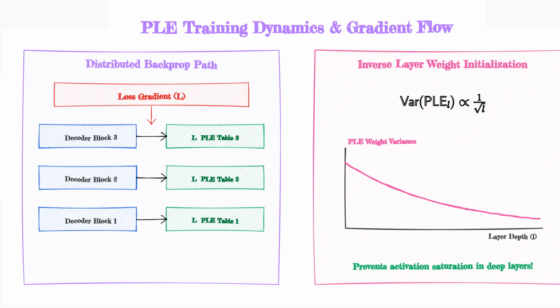Researchers use initialization schemes where PLE weights are scaled inversely with layer depth, ensuring that deep tables do not saturate the activations. This balanced optimization ensures that early layers focus on structural syntax, while deeper layers learn highly abstract semantic associations, leading to superior overall convergence.